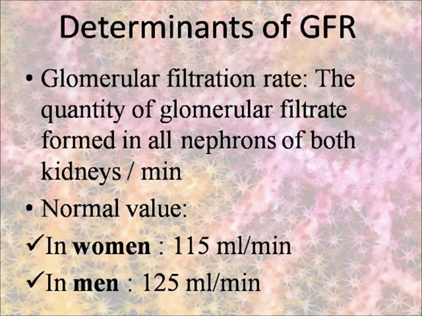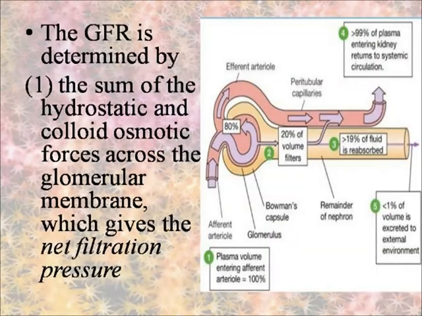Determinants of glomerular filtration rate. Glomerular filtration rate is the quantity of glomerular filtrate formed in all nephrons of both kidneys per minute. The normal value in women is 115 milliliters per minute, while in men it is 125 milliliters per minute. The glomerular filtration rate is determined by, first, the sum of the hydrostatic and colloid osmotic forces across the glomerular membrane, which gives the net filtration pressure.